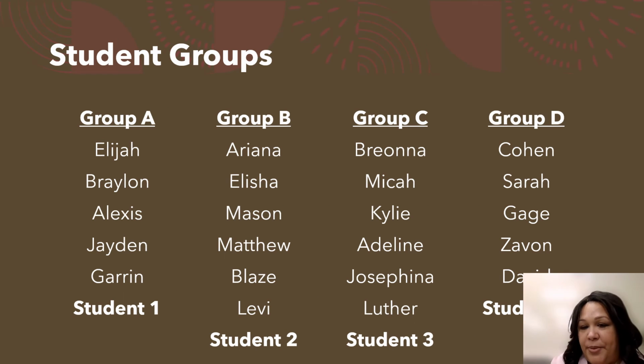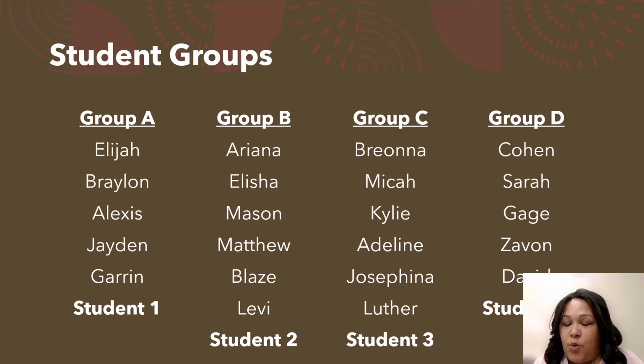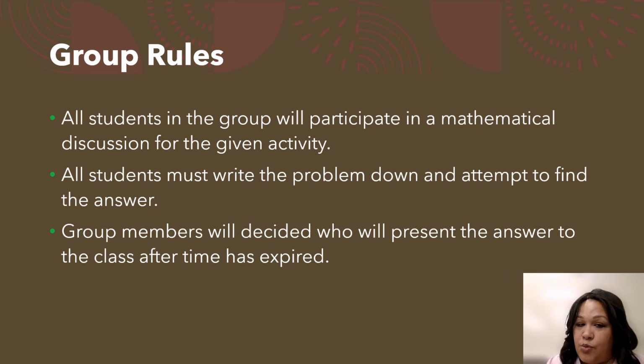Now this is our grouping. Everybody will be placed in a breakout room. These will be your group members. Your breakout room will be labeled with your group letter, so you'll know. Group A will have student number 1, group B will have student number 2, group C will have student number 3, and group D will have student number 4. Okay. Group rules. Let's make sure we stay on task. We're having mathematical conversations about our activity. Everybody's writing down the problem and everybody's working to try to come up with the appropriate answer.